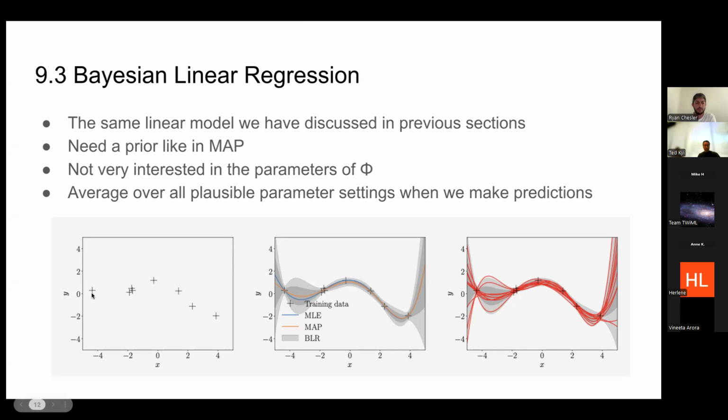On the left, what we have here is our training set. We have all of these marks that represent our input X's and our output Y's. And then we see the fit that's represented by the different methods that we've talked about. We have MLE, MAP, and then this is the Bayesian linear regression. What we can see is that the Bayesian is giving us this sort of uncertainty estimate. We have this darker inner portion.